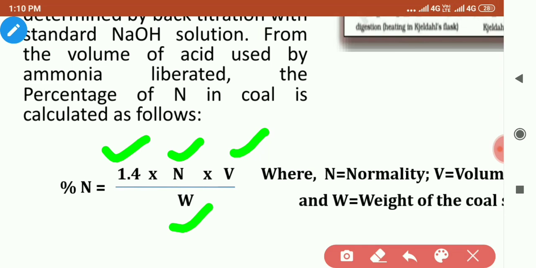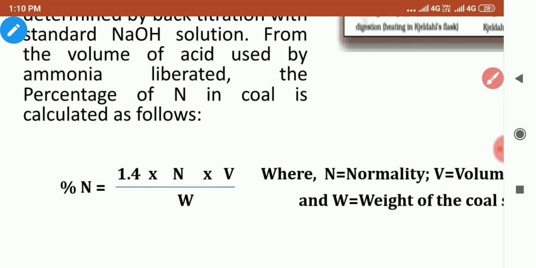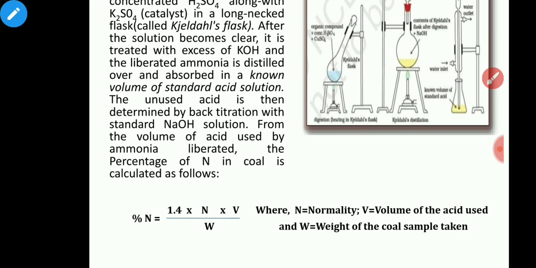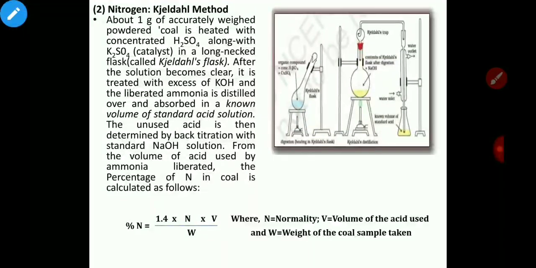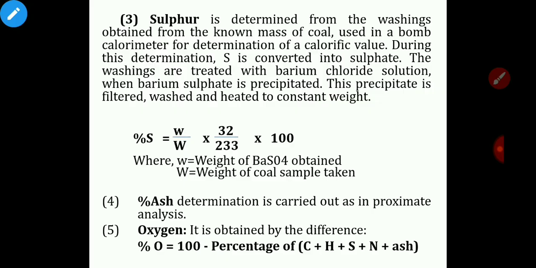where N is the normality, V is the volume of acid used for the absorption of ammonia, and W is the weight of coal sample taken. So just by using this formula, we determine the percentage of nitrogen. Now lastly, let us consider the sulfur determination. So sulfur is determined from the washings obtained from the known mass of coal used in a bomb calorimeter for the determination of a calorific value.